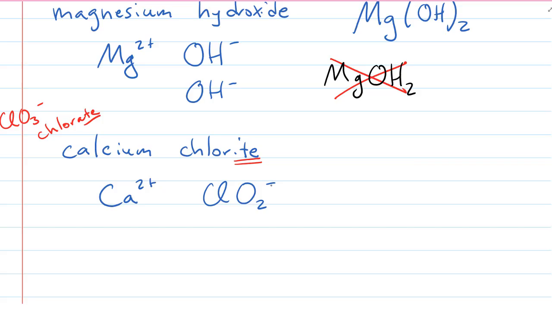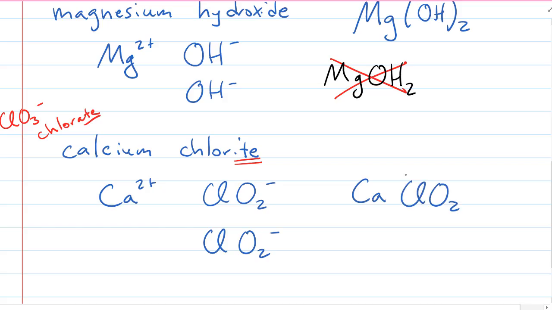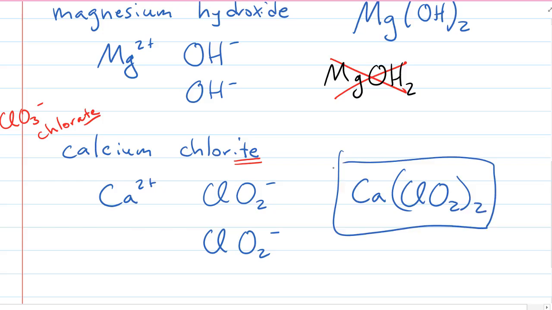So now we have 1 calcium ion. How many chlorite ions are we going to need? 2. Okay, and again we put that in so the charge is balanced. So the formula becomes Ca, and then we put ClO2 in parentheses and 2 outside of those parentheses. And this would be the formula for calcium chlorate.